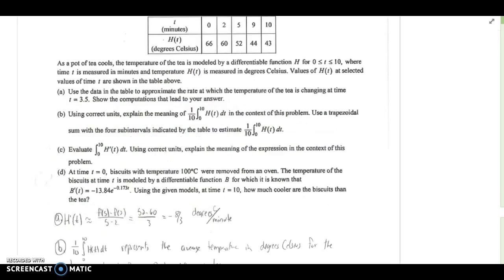For question A, it says to use the data in the table to approximate the rate at which the temperature of the tea is changing when t equals 3.5 and show the computations. So 3.5 is right between the time values of 2 and 5. If I found the slope between these two values, that would be approximately our rate of change at 3.5. It's not exact, so that's why we're saying just an approximate rate. So h prime of t, or in other words, h prime of 3.5 would be h of 5 minus h of 2 divided by 5 minus 2, and that gives us about negative 8/3 degrees Celsius per minute.